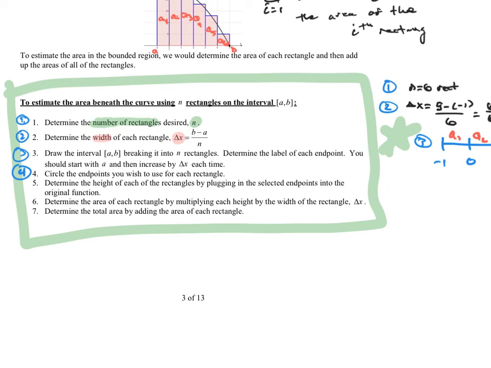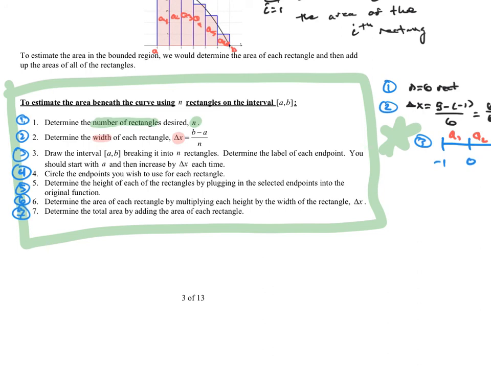And then number 5, if you know the height of it, which you just determined by plugging in the function value, either the left endpoints or the right endpoints, you're going to use the function value. You know the height, that's the function value at that point. You know the width, that's delta x, so you can find the area. So how do you find the area? Well, it's a rectangle, so you're going to do the height times the width. You know the height, you know the width. So you can find the area of each one of those rectangles by multiplying the height times the width. That's step 6. And then number 7, you find the total by adding them all together.